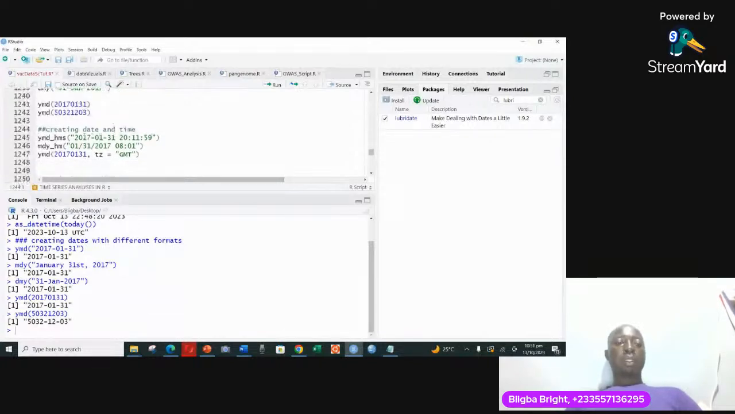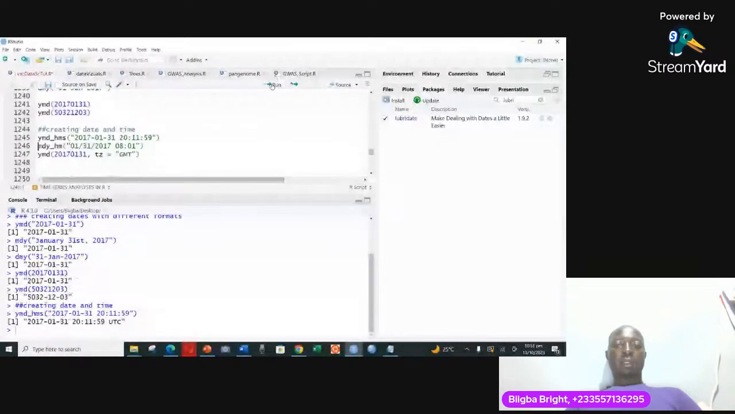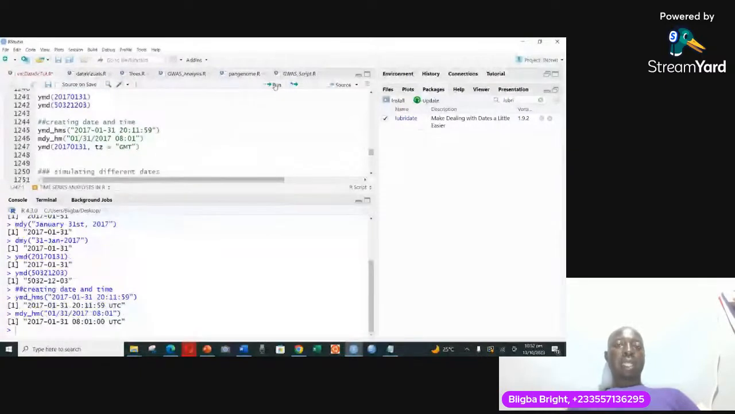You can also create your date and time at the same time, and here we use the function ymd with time to do that. Once you have your lubridate package loaded, you have no problem. You see that I can create a date with any time at all. I am doing all these things because I'm going to simulate the data at the end, and you will see how we can apply it.